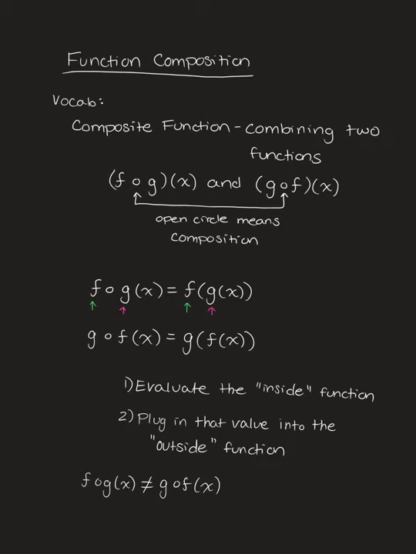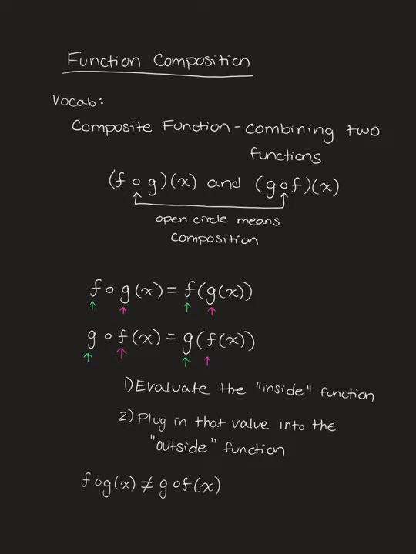You can also switch it around to where you have g of f of x. So g would be the outside function here, and f is the inside. To evaluate these, you evaluate the inside function first. Whatever f of x is, if you're asked to plug in a number, you evaluate that inside function. Then whatever value you get, you plug into the outside function. And this is going to make more sense when I go through examples.